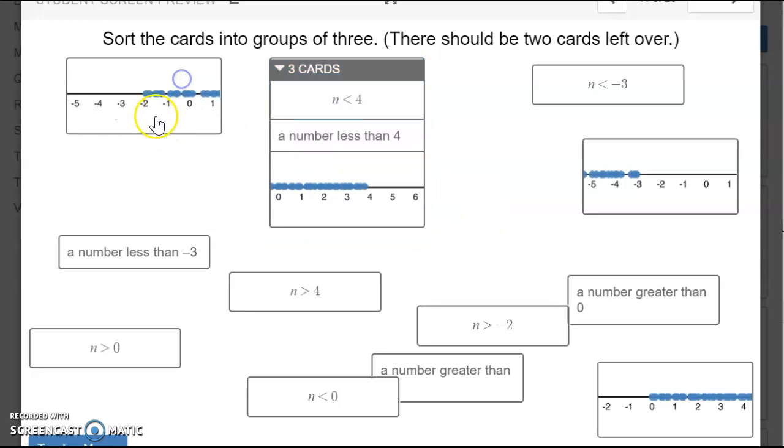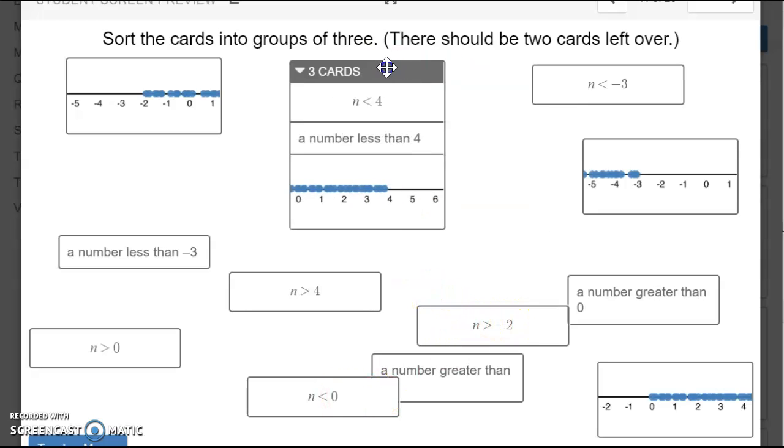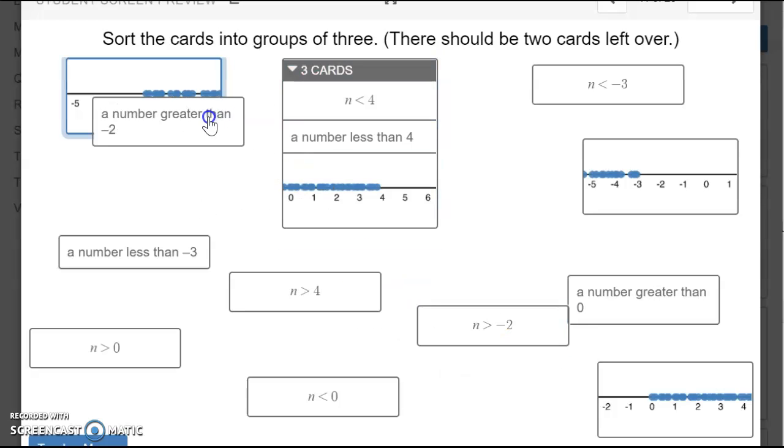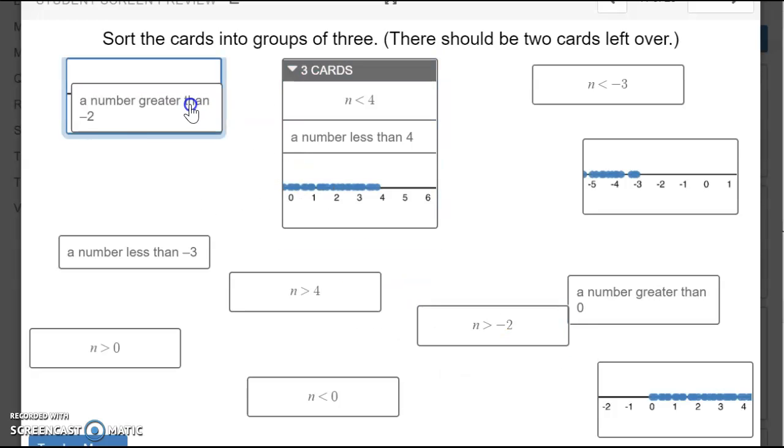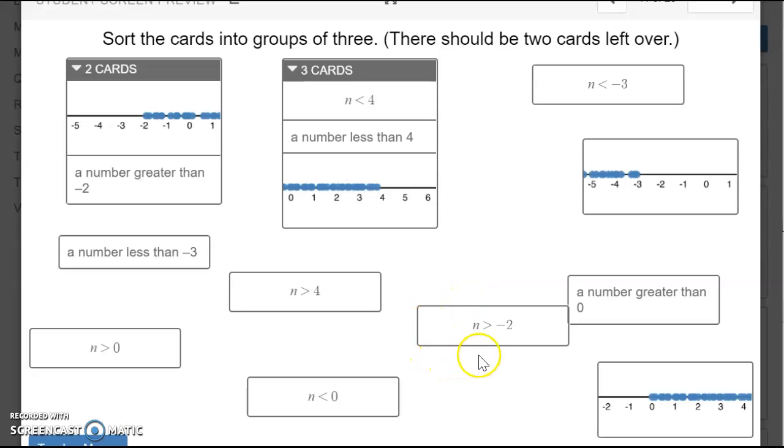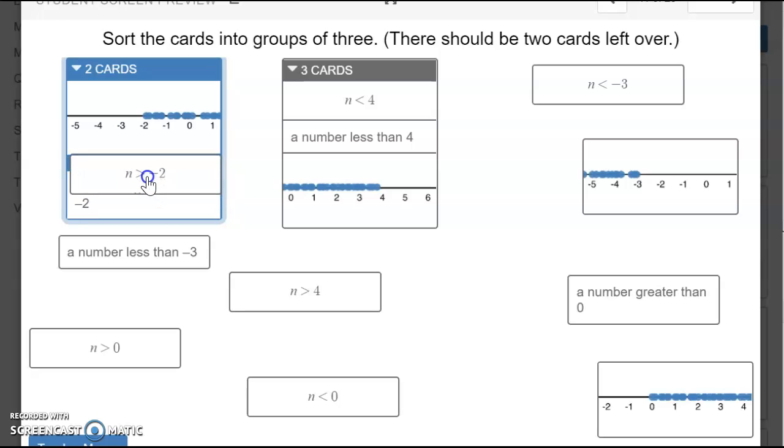Let's try to match this. In this case, the number is bigger, all the numbers that are bigger than -2. So we say the number is bigger than -2, a number that is greater than -2. There we go. And what is the expression for it? N is greater. Greater than means the alligator is going to be pointing to the number. So it's opening to the left.